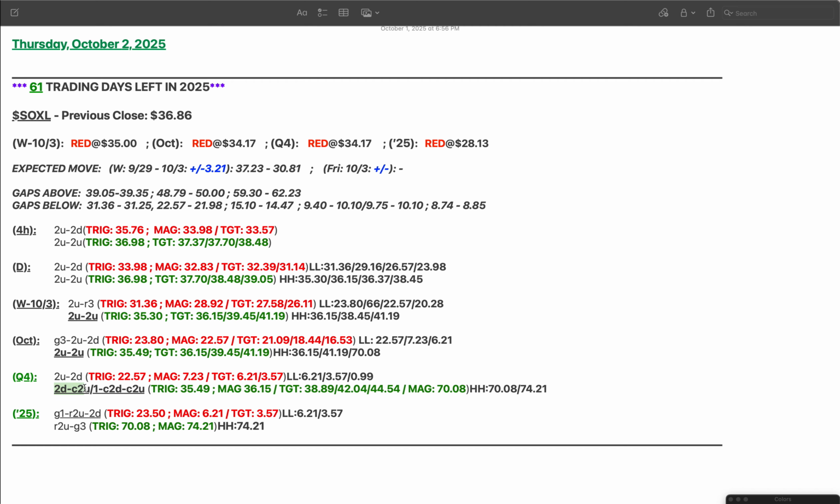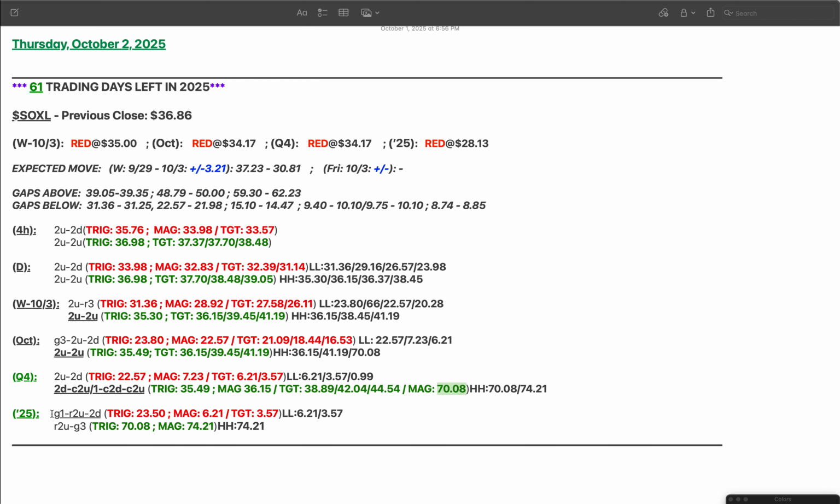The quarter, we triggered the 2 down combo 2 up. We reached that magnitude of 36.15. So it did trigger the 1 combo 2 up combo. I'm sorry, 1 combo 2 down combo 2 up at 36.15. So first target is 38.89, then 42.04, 44.54. The ultimate target for the 1 2 up 2 down is the 70.08. So we do put that out there just to make sure we have our ultimate target in mind. But again, I don't think that it's going to reach 70.08 this quarter. But it did trigger the 1 combo 2 up 2 down. So it gives us our combo 2 down 2 up, which gives us more confidence in those longer term plays, the 27s and the 28s that we have in the portfolio.